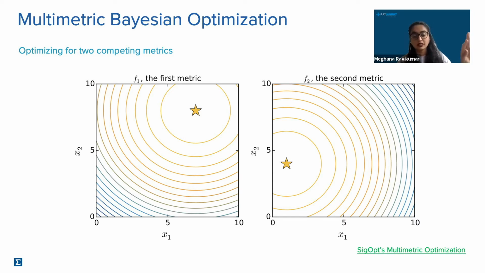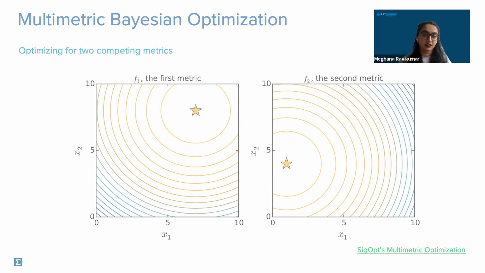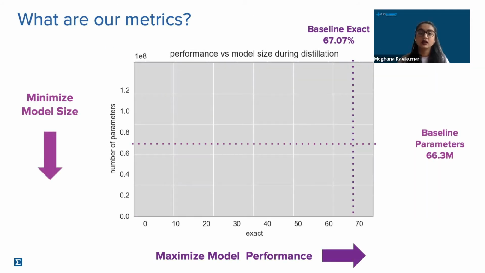So each point on the frontier is an optimal trade-off point where you cannot improve in one competing metric without sacrificing the other. More concretely, what that means for us is that we'll be concurrently optimizing for model performance versus model size, where we want to increase model performance and decrease model size of the student model. And on the graph, we see again the baseline values for each metric that we're trying to beat.